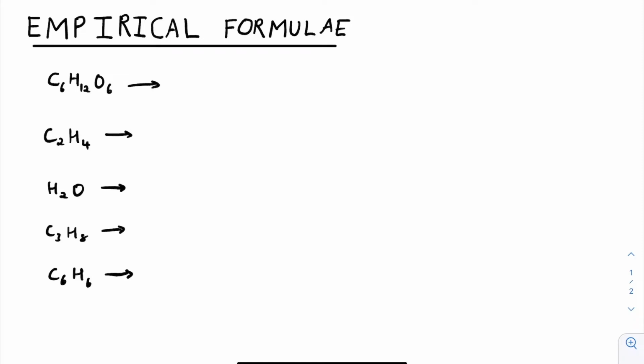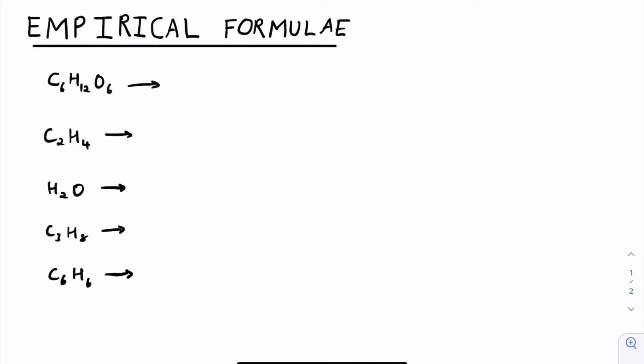In this video, we're going to be looking at empirical formulae and how to calculate them based on data. So the first thing we have to understand is what is the empirical formula of an element. So if we take a look at this first example, we have C6H12O6. Now the empirical formula is basically where we express all the elements in their simplest ratio.